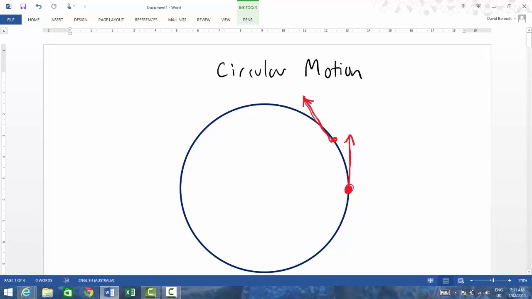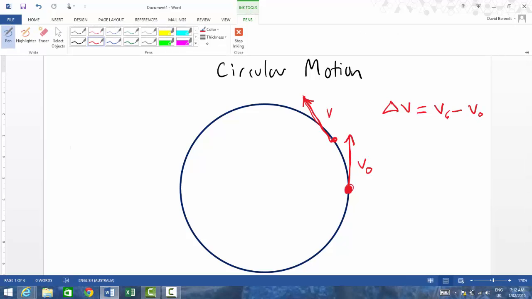We would say the initial velocity over here is V0, or you could call it U, and this one over here is going to be V, that's going to be the final velocity. Now, there is a little formula for change in velocity. Now, change in velocity is equal to the final velocity take away the initial velocity.